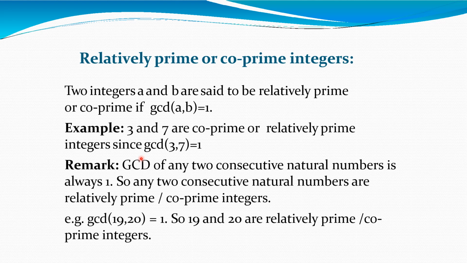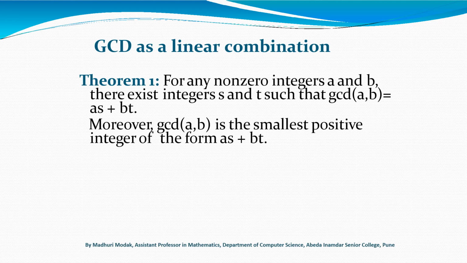Now see what is the important thing. If you consider any two consecutive natural numbers, then their GCD is always 1. For example, if I consider 1, 2, or 2, 3, or 9, 10, or 99, 100. In this way, for any two consecutive natural numbers, their GCD is always 1. It means any two consecutive natural numbers are relatively prime or co-prime integers. Similarly, GCD of 19 and 20 is 1. So 19 and 20 are relatively prime or co-prime integers.